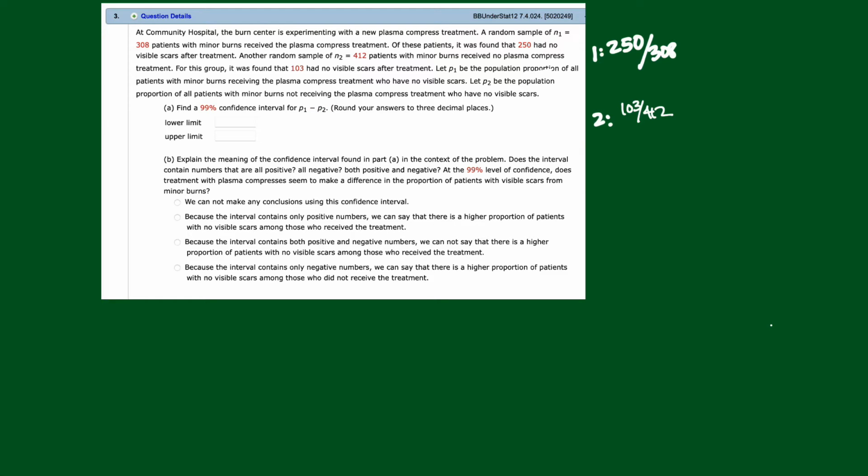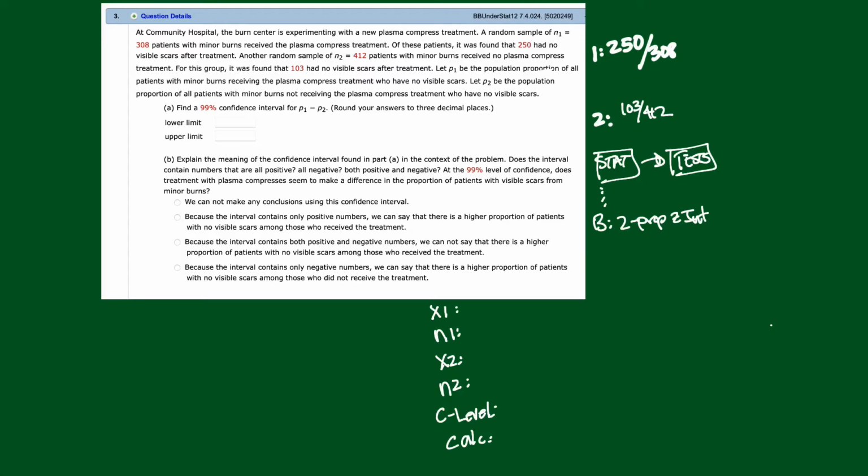We will go to Stat, over to Tests, and now we want P1 minus P2. So we are going to go down to item B, and B is the two proportion Z interval. And let's get our numbers in here.